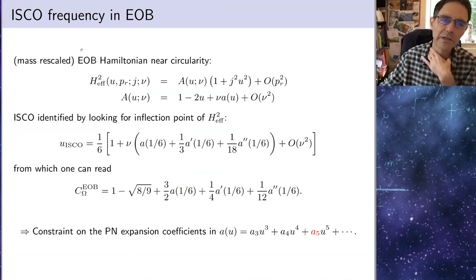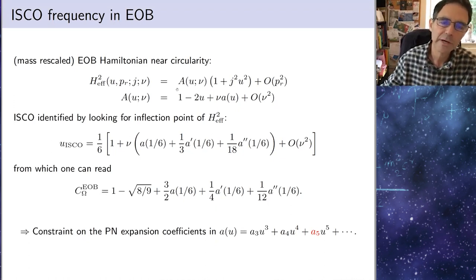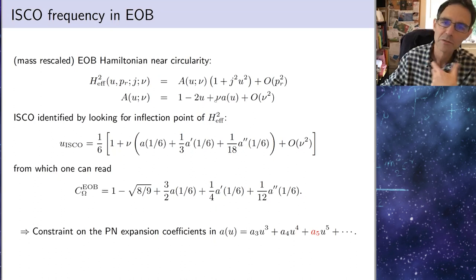So if you look at the EOB Hamiltonian at near circularity, it has this kind of structure. There is an a priori known function of the EOB inverse radius U and of the symmetric mass ratio. This J is a parameter, it's an angular momentum. To make connection with self-force, you want to expand that in the small mass ratio. So nu is the symmetric mass ratio. Then you're looking for an inflection point of this potential.